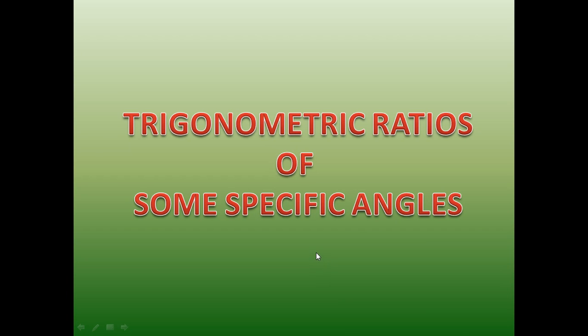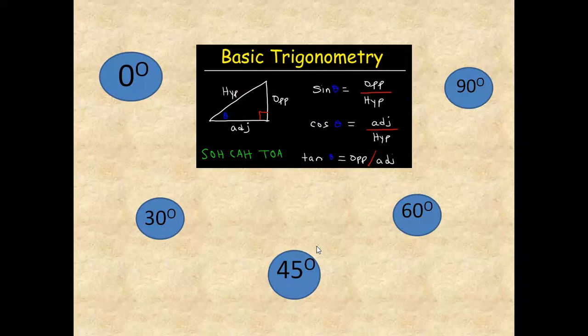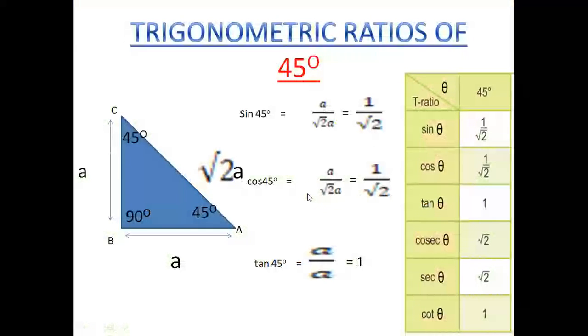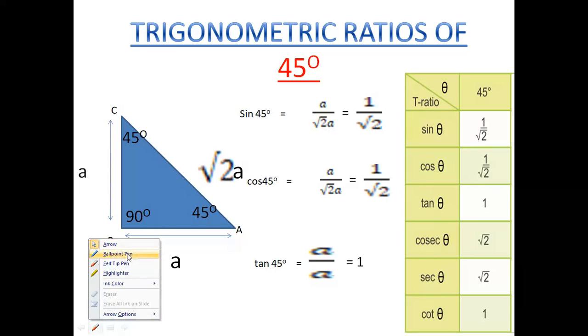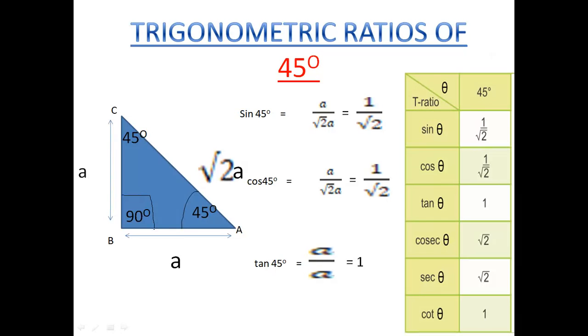Hello everyone. Today's topic is trigonometric ratios of some specific angles: 0 degrees, 30 degrees, 45 degrees, 60 degrees and 90 degrees. Let us start with the trigonometric ratios of 45 degrees. If you take 45 degrees as an acute angle, by the angle sum property of a triangle, which is 180 degrees, the other angle is automatically how much? 45 degrees.